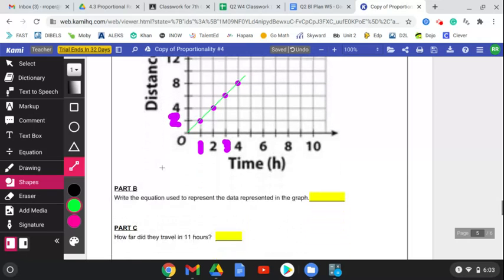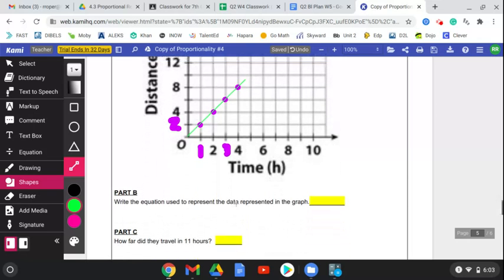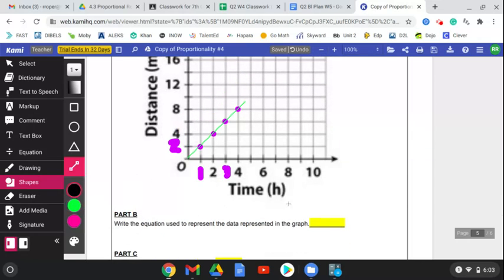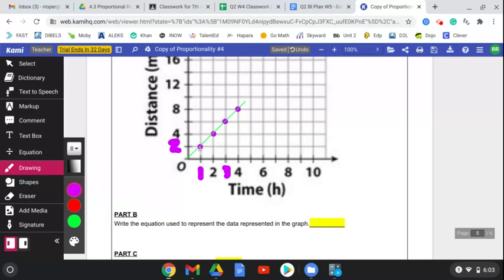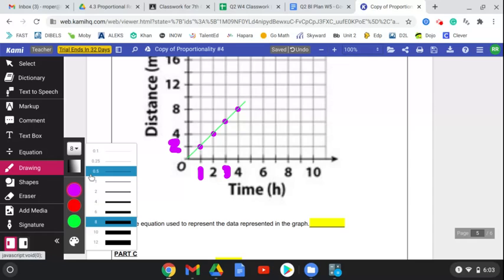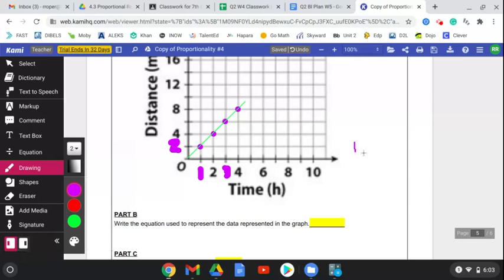Okay, now I can answer some questions. Write the equation used to represent the data in the graph above. Well, notice my points here are right 1 and up 2. So I have the point (1, 2). Then I have the point (2, 4). Then I have the point (3, 6). Then I have the point (4, 8).